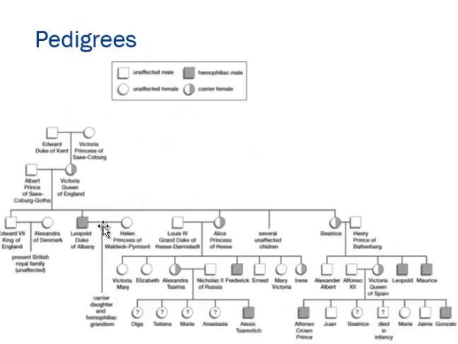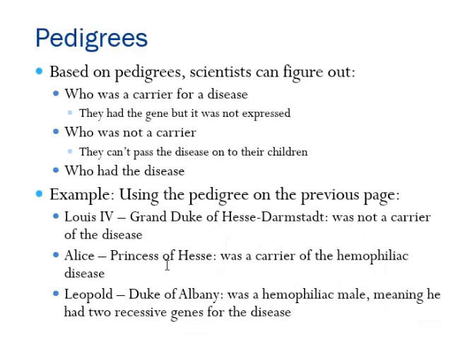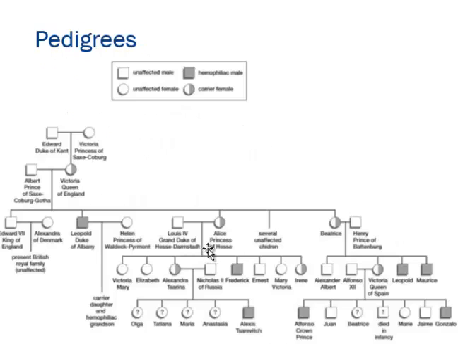I can't even find him. Somewhere over here. Here we go. Louis XIV, right over here. Then we had Alice, Princess of Hesse, who was a carrier of the disease, right over here. I guess she married Louis XIV.